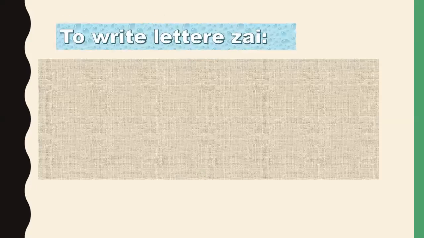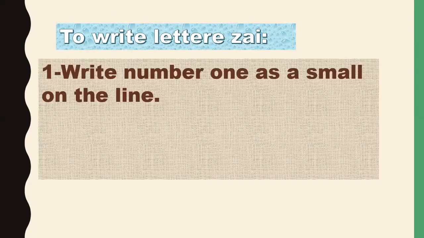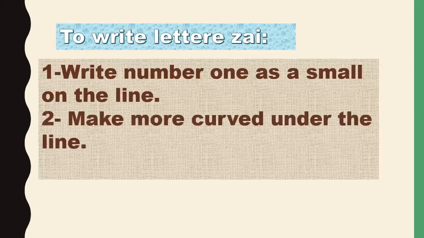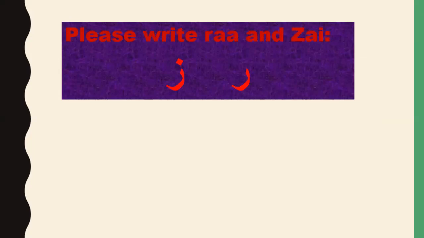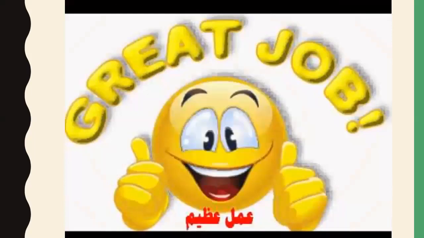To write letter Zai, write number one, small, on the line. Make it more curved under the line. Put one dot on the top. This is Zai, Zai, Zai. Please write Ra and Zai. Did you finish? Very good. Great job.